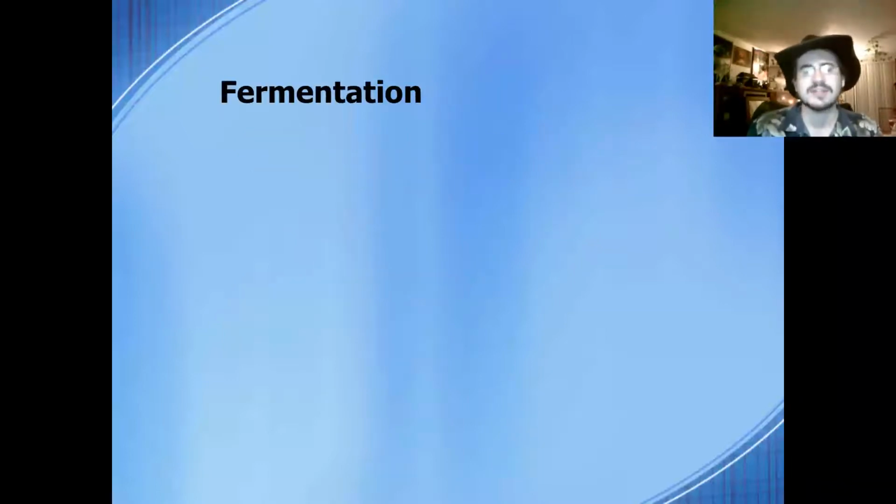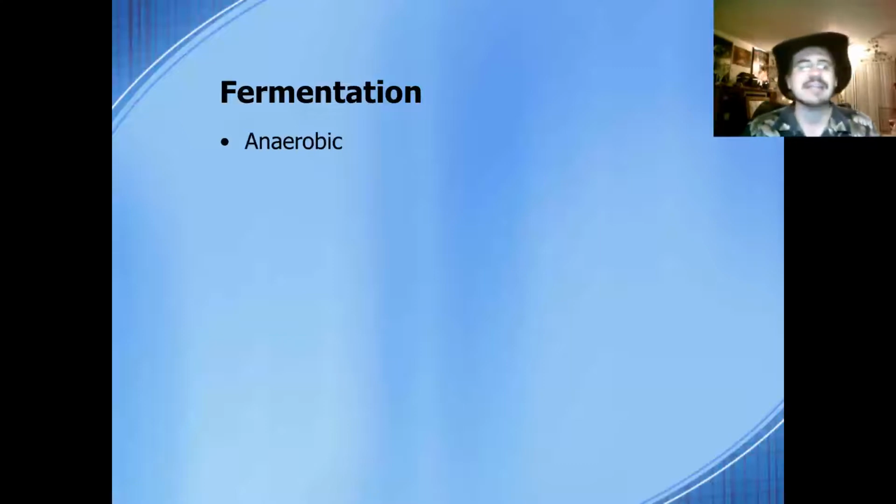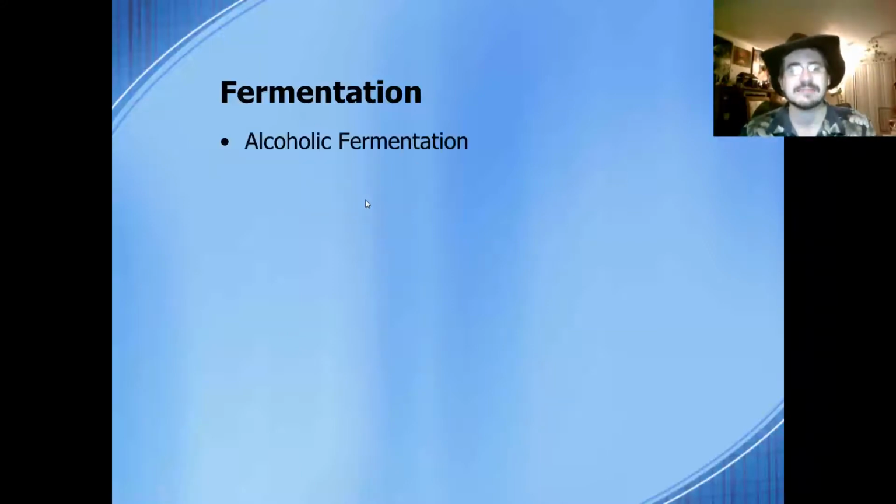Okay, how about the other way to be anaerobic? Well, fermentation. So fermentation is anaerobic, and it only produces two ATP. And in fact, those 2 ATP are produced directly by glycolysis. The only ATP producing step in fermentation is glycolysis.